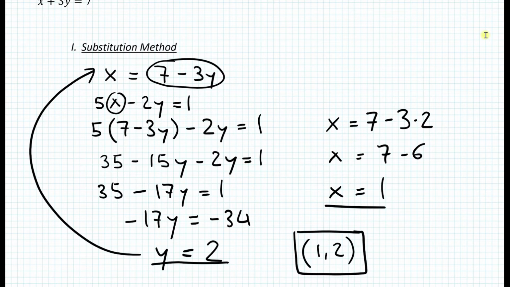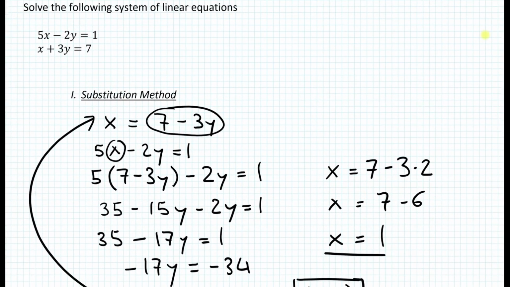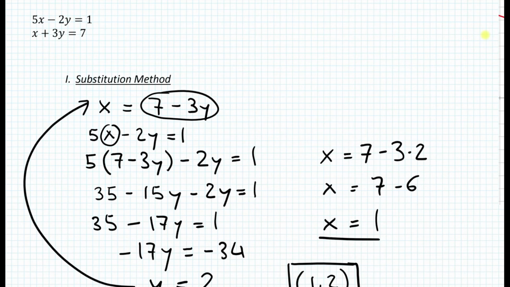Now you can always double check if this makes sense. For example, if you go back to the original equations, is it true that when x is 1 and y is 2, these two equations are true? Say, 5 times 1 minus 2 times 2 is equal to 1. Is that true? Well, that's 5 minus 4 is 1, so it actually works. For the second equation, 1 plus 3 times 2 is 7. And 1 plus 6 is 7, so that also works. We can see that it definitely works.